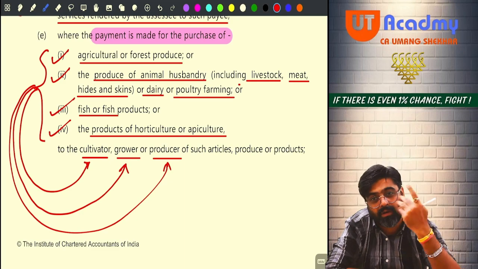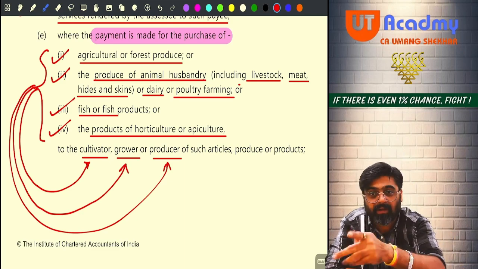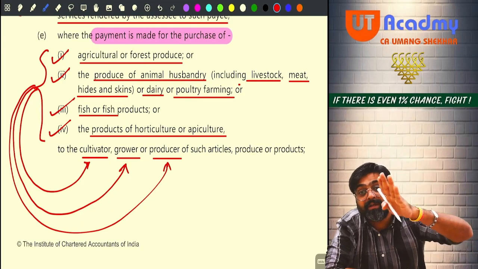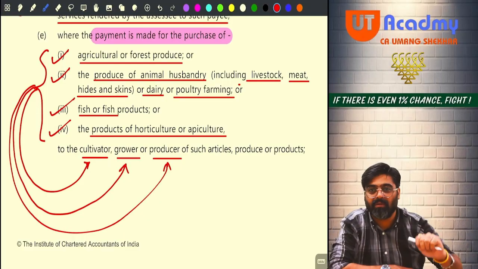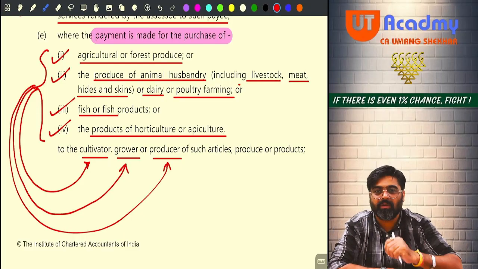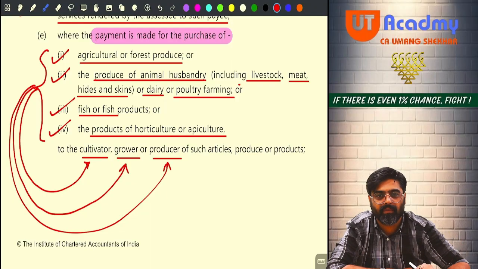I disallowed, gone. As per Rule 6DD, if this payment is made for agricultural produce to the cultivator, it is allowed by any mode. Why are you disallowing? No need to disallow. 48.3, 48.3A not attracted over here. Got it, sir?